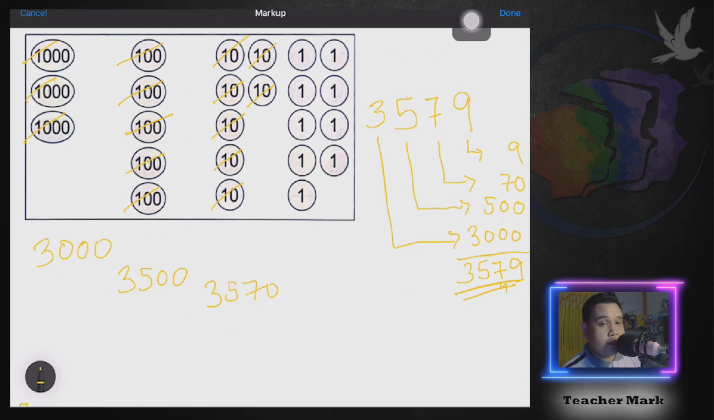So following to the next place value, we now have 3,571, 3,572, 3,573, 3,574, 3,575, 3,576, 3,577, 3,578, and finally, we now have 3,579. And just to double check our answer, we have the exact same value.